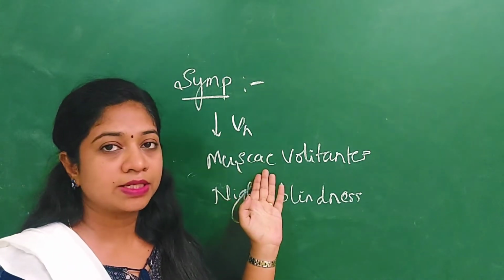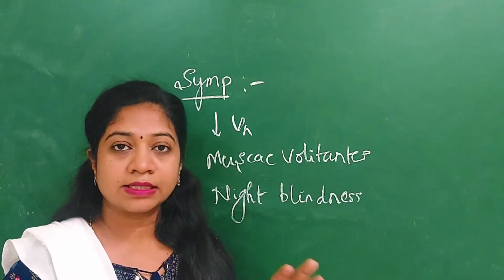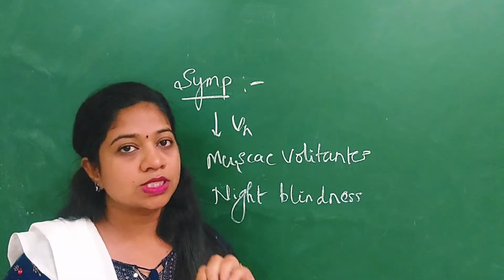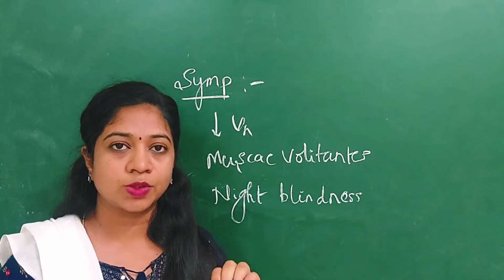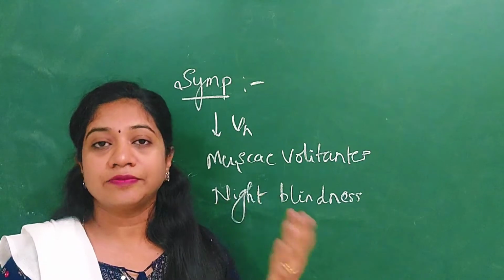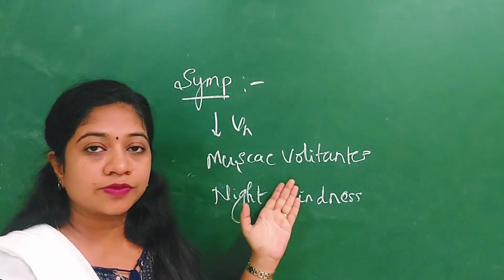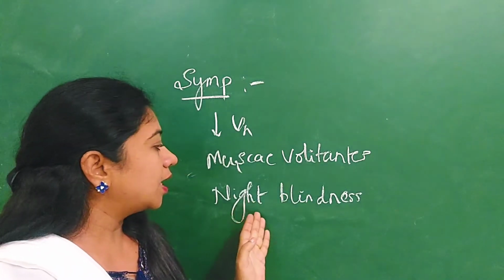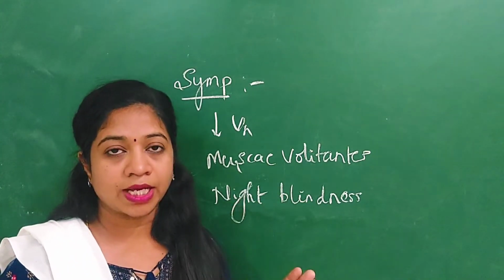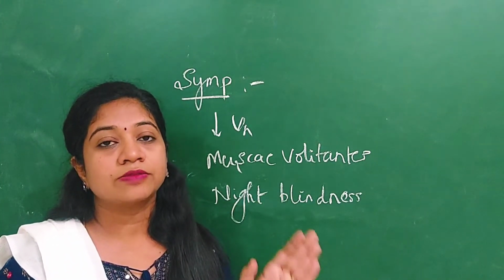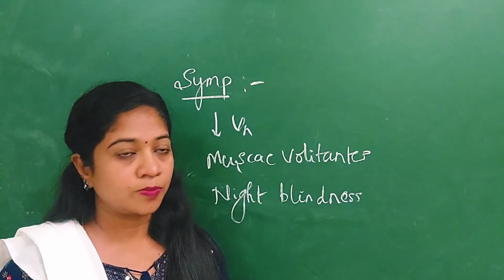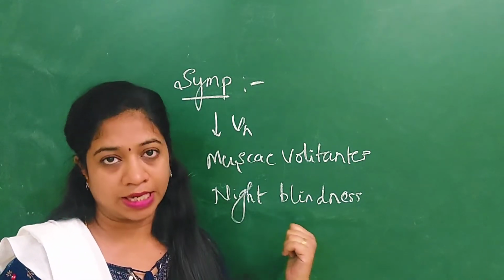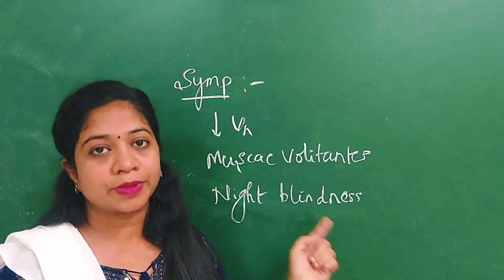Next, they can experience muscae volitantes, that is nothing but seeing black spots in the field of vision. The mosquito-like things are the black spots in the field of vision. That is because of the degeneration of the vitreous which is happening in pathological myopia. And sometimes, whenever this myopia has progressed more, because of the degeneration of the retinal layers also, the patient can suffer from night blindness. So these are the symptoms of pathological myopia.